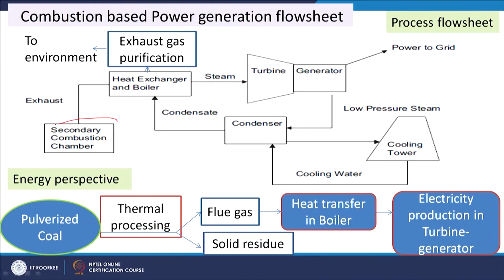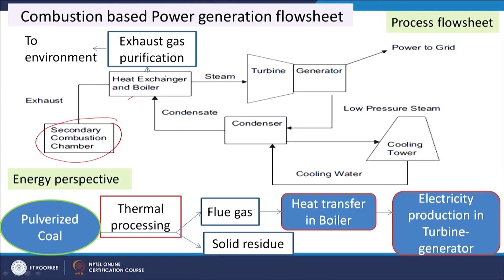Here we have the combustion chamber, from which the flue gas goes into the heat exchanger or boiler. Here combustion takes place, heat is released, and the high temperature flue gas goes to the heat exchanger. Water comes into the heat exchanger and forms steam. The steam goes to a steam turbine coupled with a generator, so power goes to the grid. That is one way we get electricity. The flue gas going into the boiler, after exchanging its heat, goes to the environment as exhaust gas.